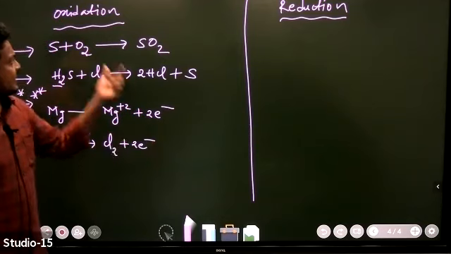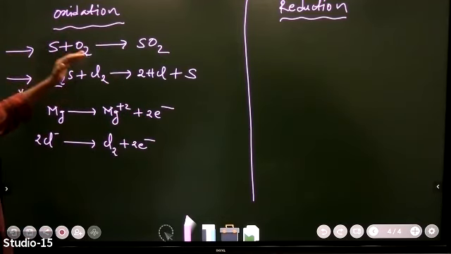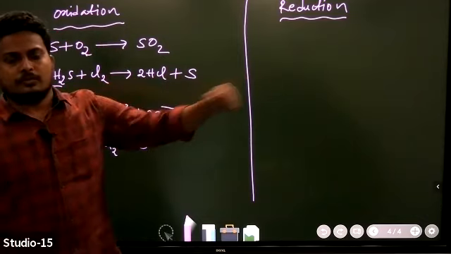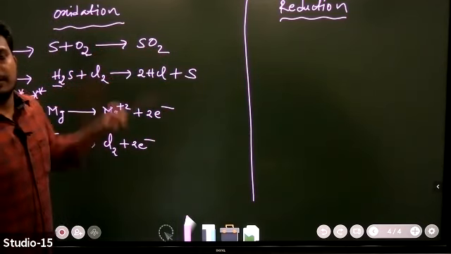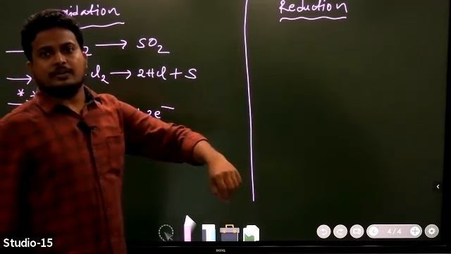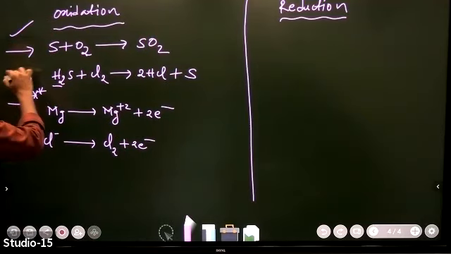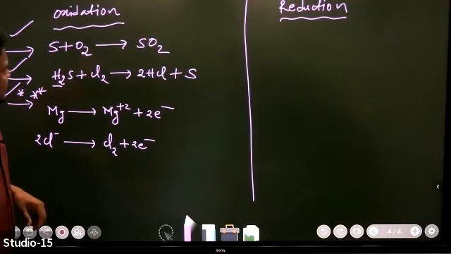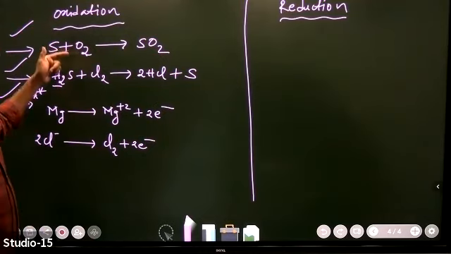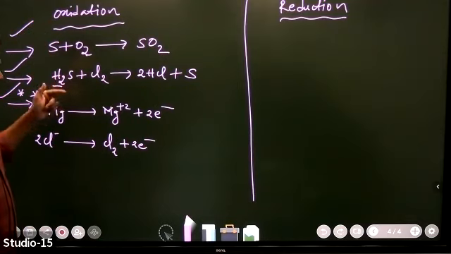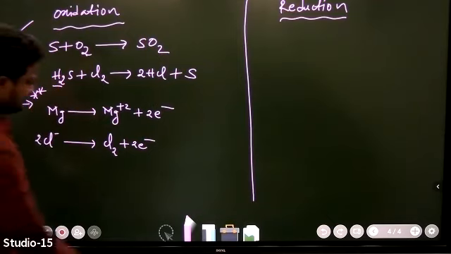Removal of electrons, addition of oxygen, and removal of hydrogen. Besides these three there are 2 more statements: addition of an electronegative element and removal of an electropositive element are also called oxidation, but we are using these 3 only. In our entire syllabus, we use these methods for oxidation: addition of oxygen, removal of hydrogen, and removal or loss of electrons.